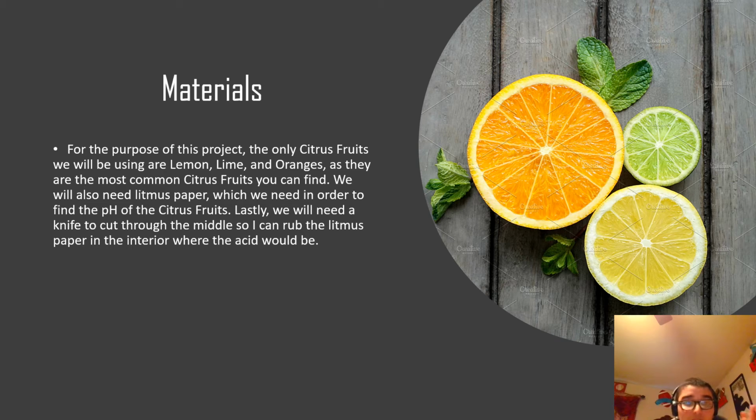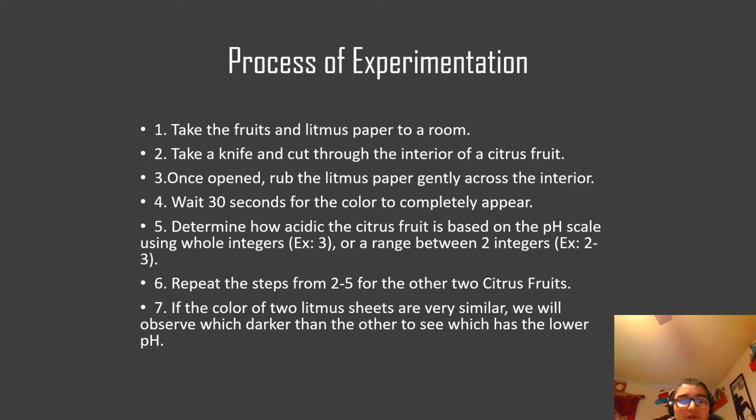a color. Now, usually, in the pH scale, from 0 to 1, 1 to 2, it's very red, and then 2 to 3, 3 to 4, it's orange. So that's what we're probably going to be looking for, and then we're going to compare the colors to see how acidic they may be, and that'll be in the results. So this is simply the process of how we're going to do the experiment.